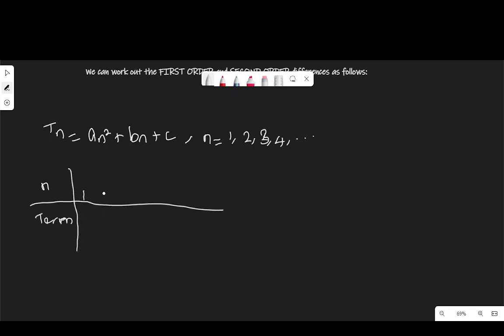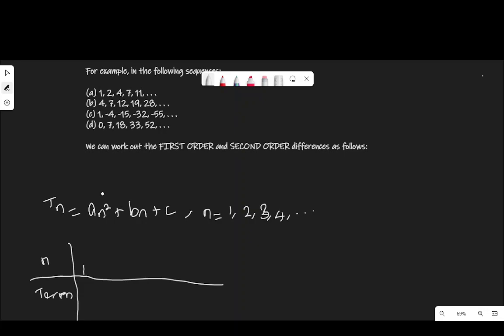When n is 1, the term of the sequence is also 1. When n is 2, the term is 2. When n is 3, the term is 4. When n is 4, the term is 7. And when n is 5, the term is 11.